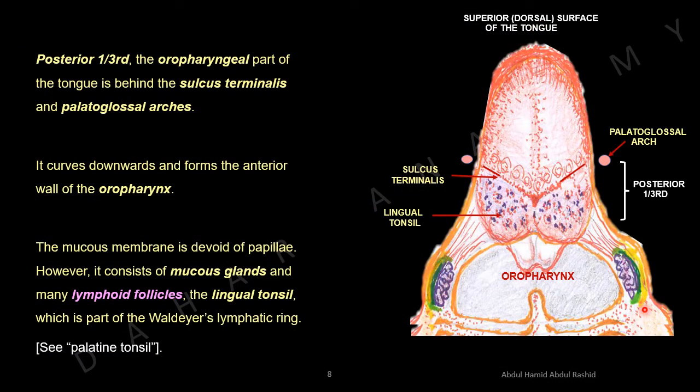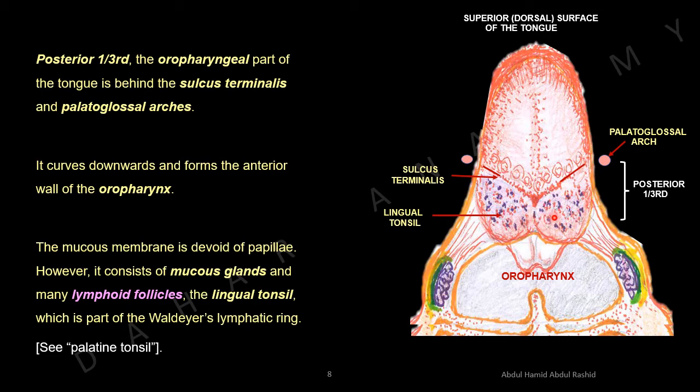Look at the diagram, dorsal surface of the tongue. We are going to talk about the posterior one-third of the dorsal surface of the tongue. The posterior one-third, that is the oropharyngeal part of the tongue, is behind the sulcus terminalis and palatoglossal arches. It curves downwards and forms the anterior wall of the oropharynx. The mucous membrane of this part is devoid of papillae.